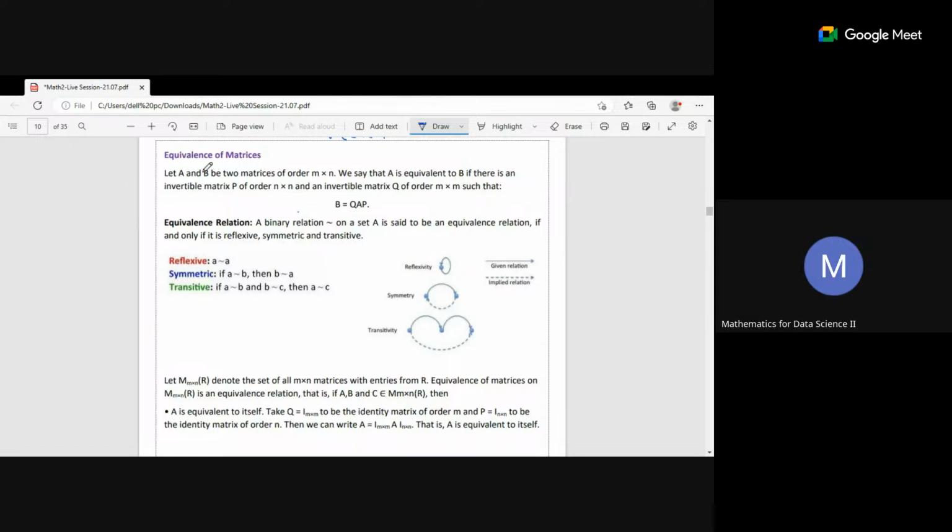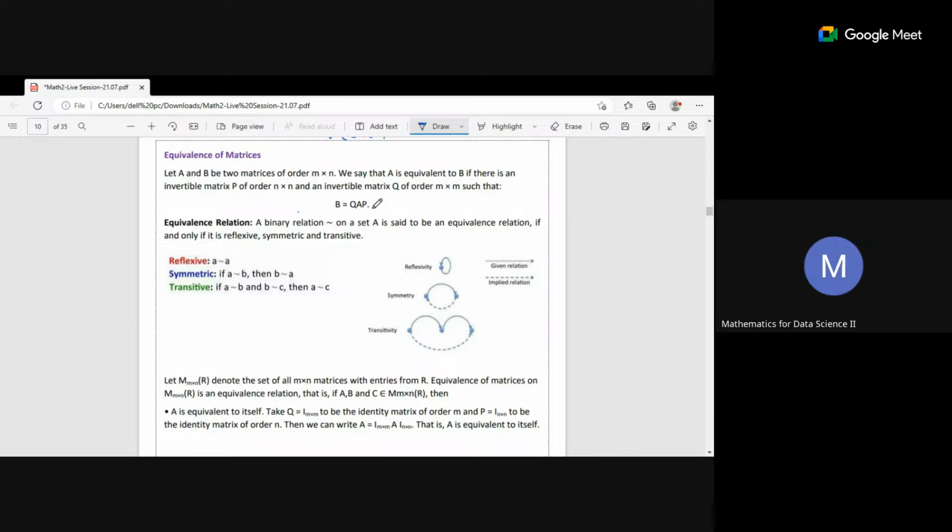Equivalence of matrices. What is meant by equivalence of matrices? Let us say you have two matrices. The main condition is that both should be of the same order. We cannot talk about equivalence of matrices when they are of different order. So we consider two matrices, both of order m by n. We can say these two matrices are equivalent if there is an invertible matrix P and an invertible matrix Q, where P is of order n by n and Q is of order m by m, such that B is equal to QAP.